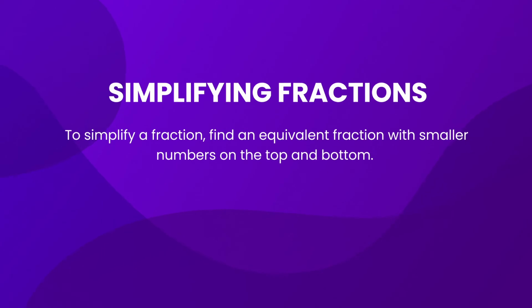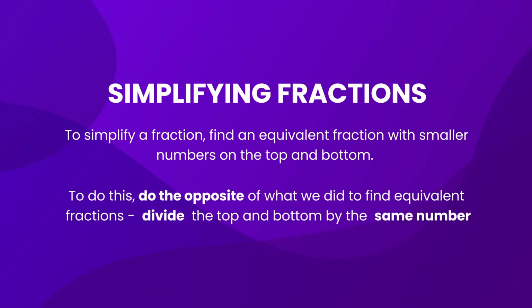To simplify a fraction, we find an equivalent fraction with smaller numbers on the top and the bottom. To do this, we need to do the opposite of what we did to find equivalent fractions. To find equivalent fractions, we multiply the top and bottom by the same number. To simplify fractions, we need to divide the top and bottom by the same number.